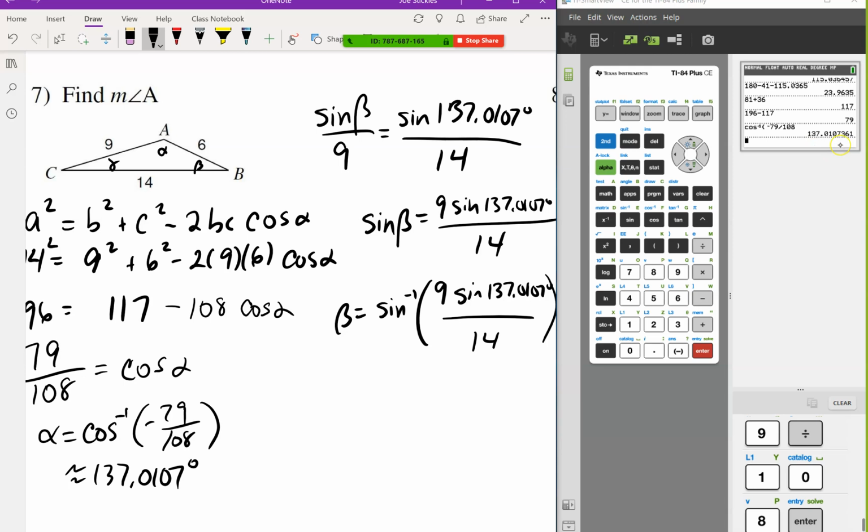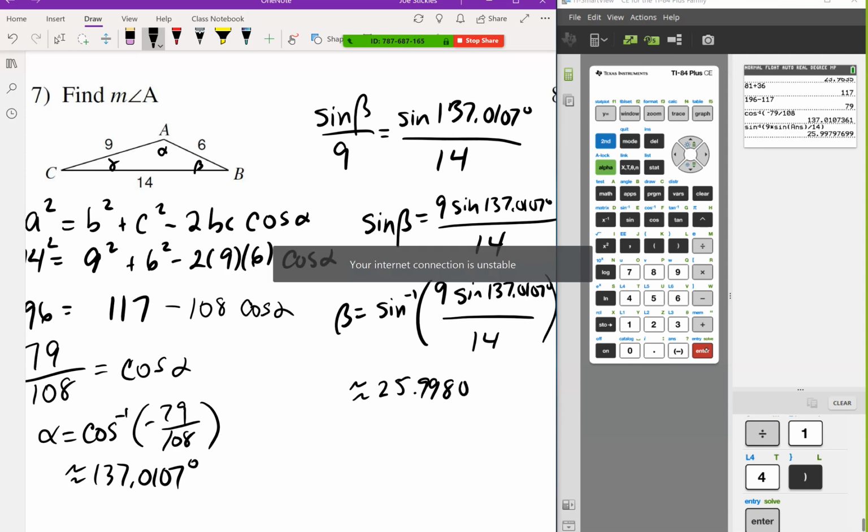Because I already have that 137.0107 typed into my calculator over here, now I can type this in. I do inverse sine, 9 times sine of the previous answer, and then divide that by 14. And that gives me my beta is 25.9980, if I round to 4 decimal places.